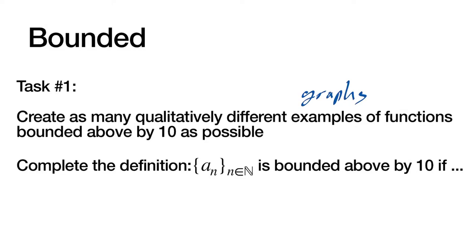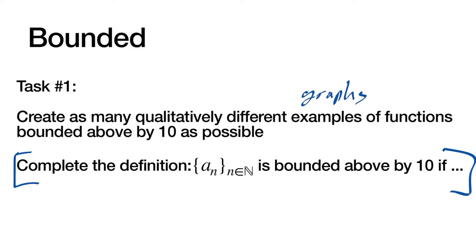And then once you've thought a little bit about what the difference is, try to create a definition: the a of n is bounded above by 10 if, and then say what condition makes it bounded above. Hopefully this isn't too challenging, but even if you feel like you understand bounded, coming up with a good definition can be a challenge. There are some tricky pieces there. So again, do this with graphs. Don't feel like you have to come up with equations.